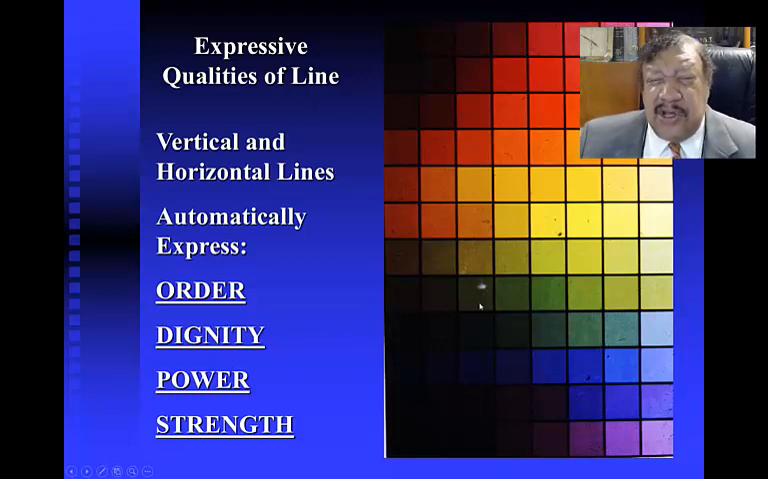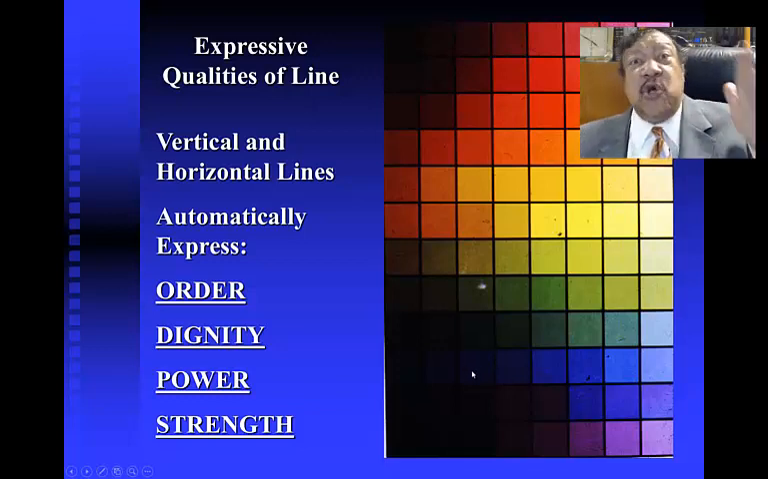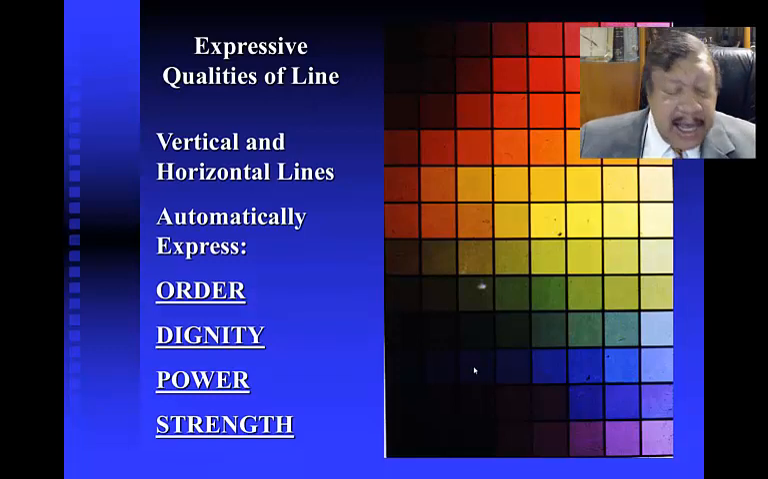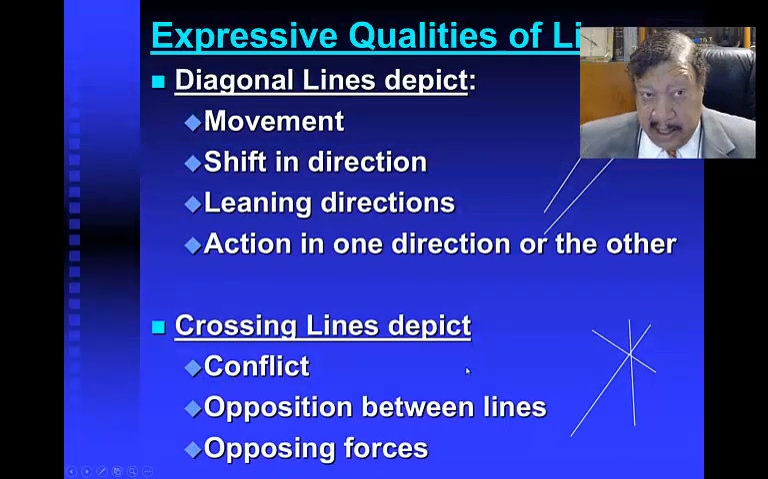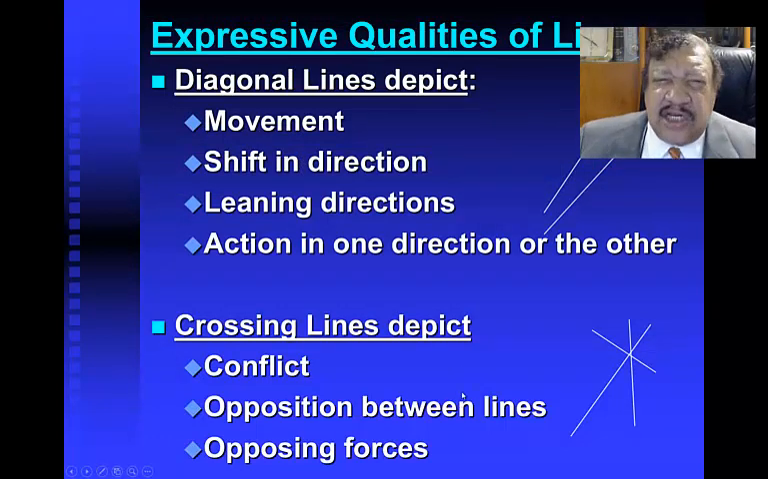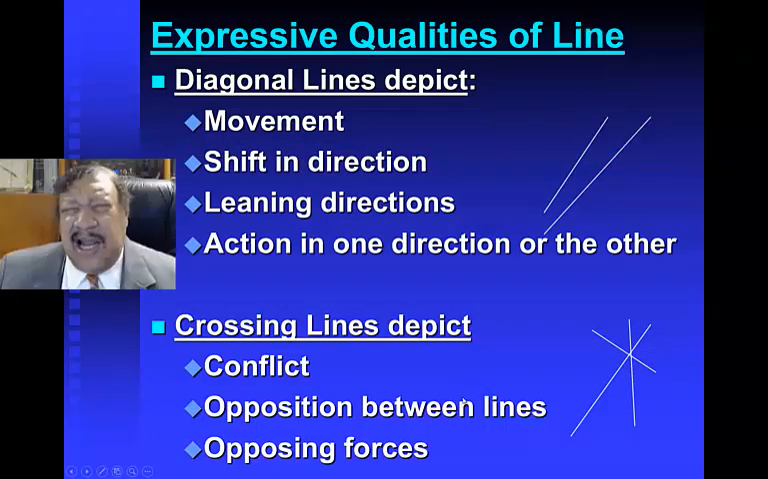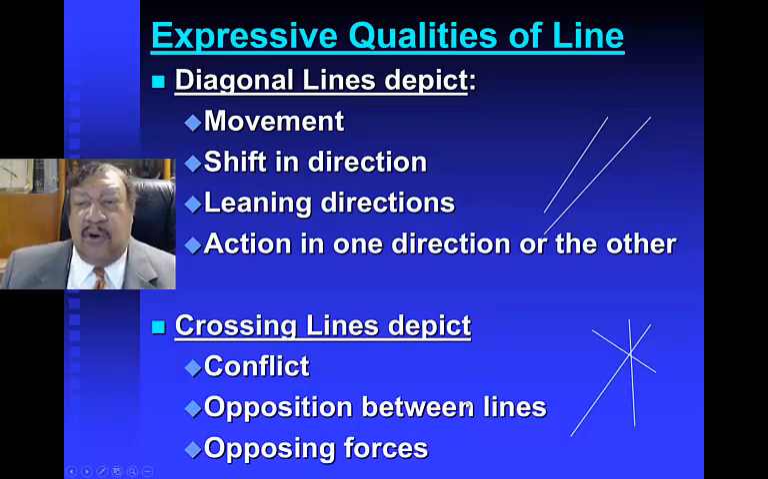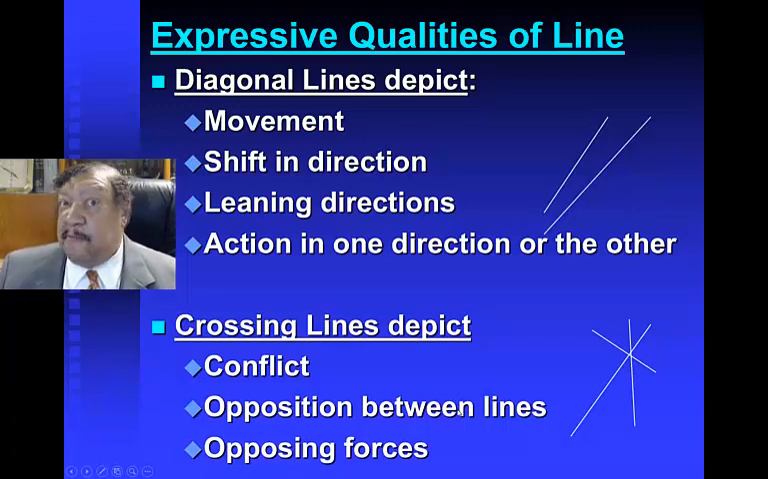Vertical lines usually reflect dignity and order, power, in other words, height. You know, go into New York City, you see lines, and strength. And diagonal lines depict movement, a shift in the direction, leaning directions. And then, of course, it's action in one way or another. Crisscrossing lines, as I told you before, depict conflict. They depict opposition between lines.